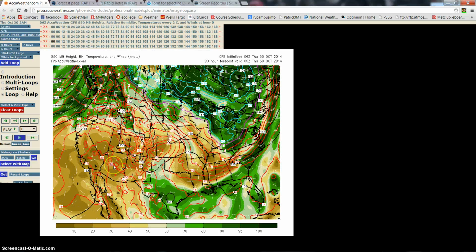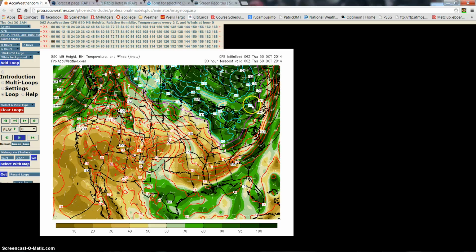Another thing we look at is moisture content. This is showing RH, relative humidity. This is basically the amount of moisture in the air. All these brown contours, that's dry air, and you need moisture to create storms and rain showers.